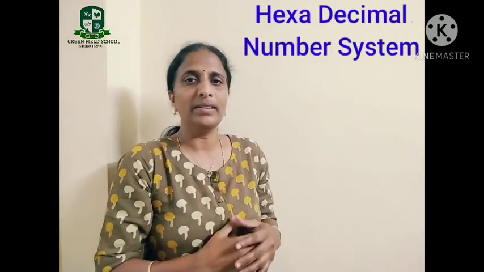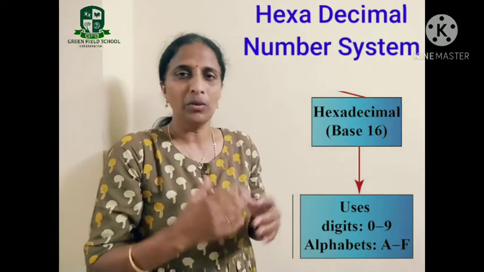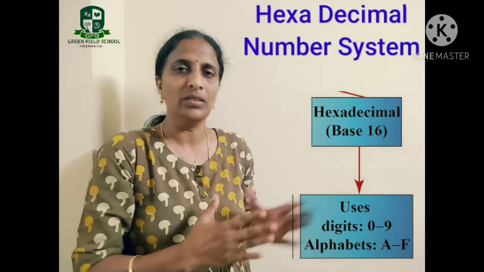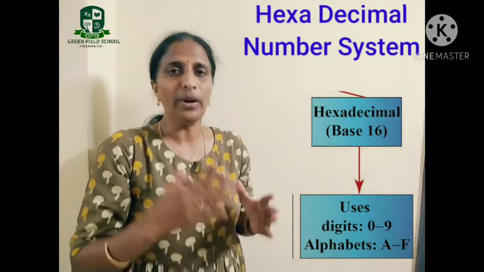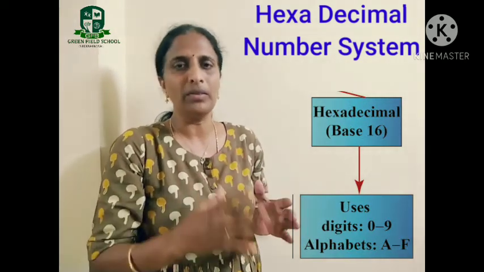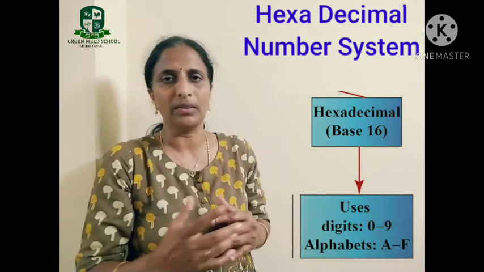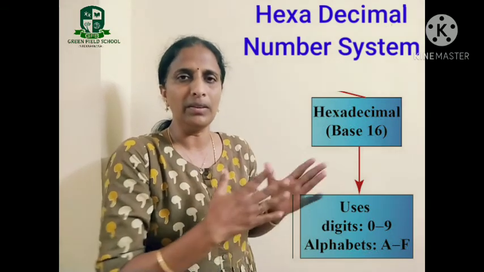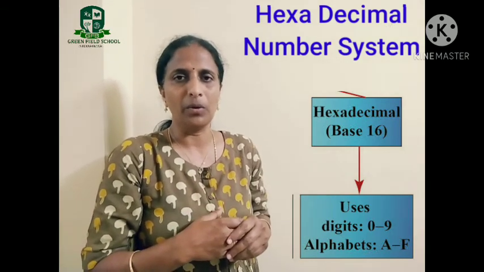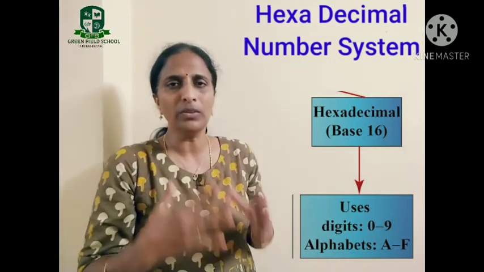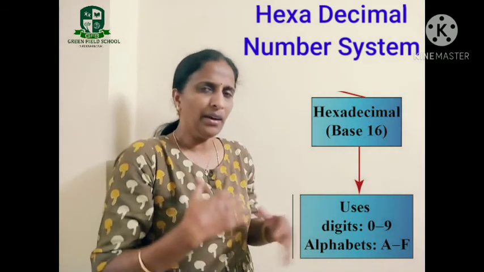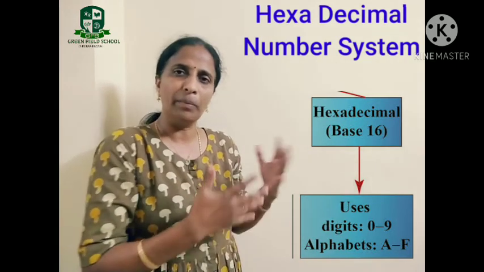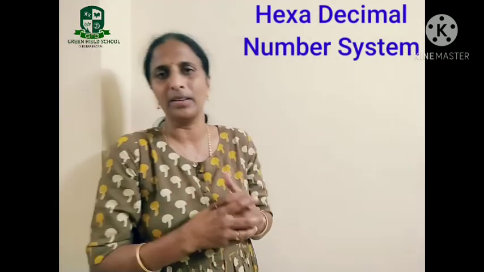And the last one is the hexadecimal system. Here we have 16 digits, that is 0 to 9 and A to F. 0 to 9 means 10 digits and A to F means 6, so in total we have 16 symbols in this hexadecimal number system. Here the base value is 16. Even in this number system we can convert a number into binary as well as binary into hexadecimal.